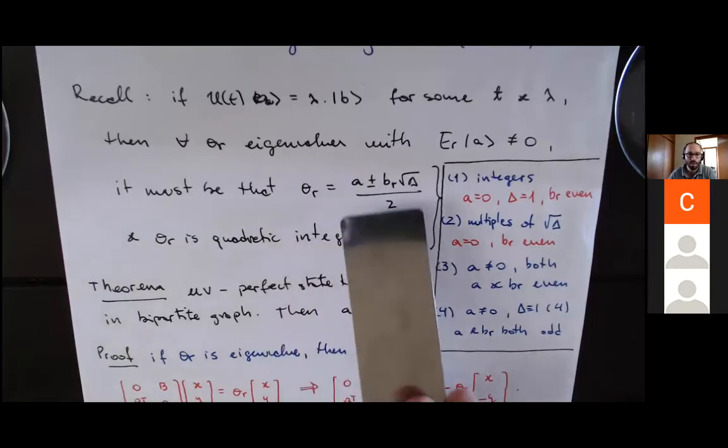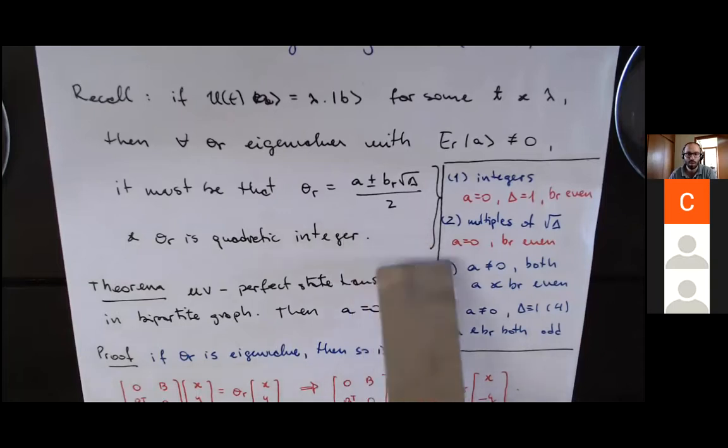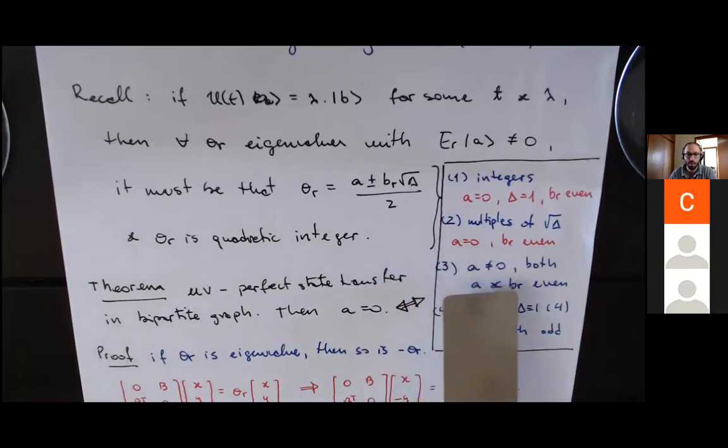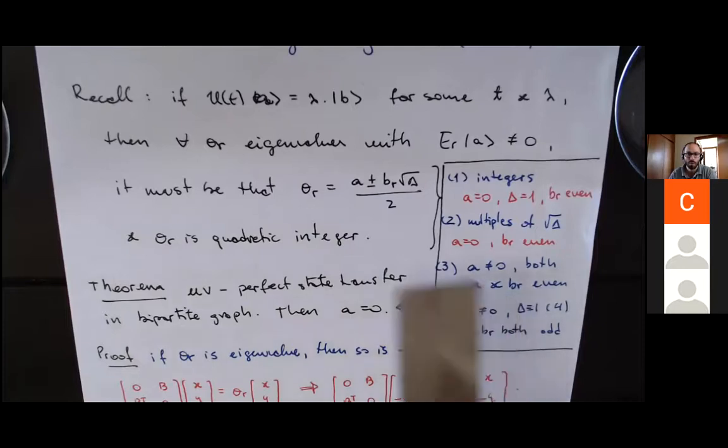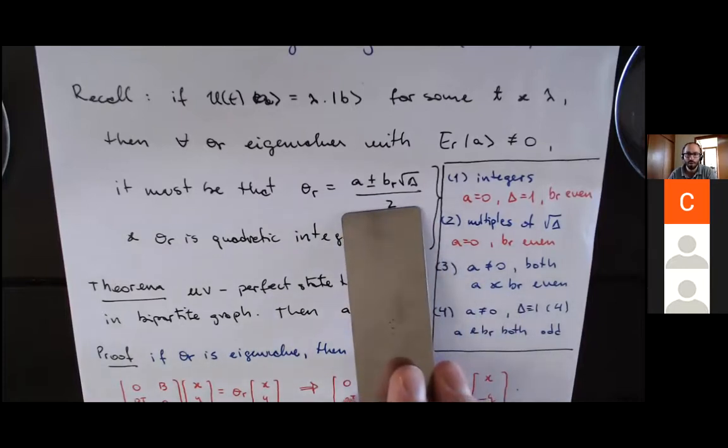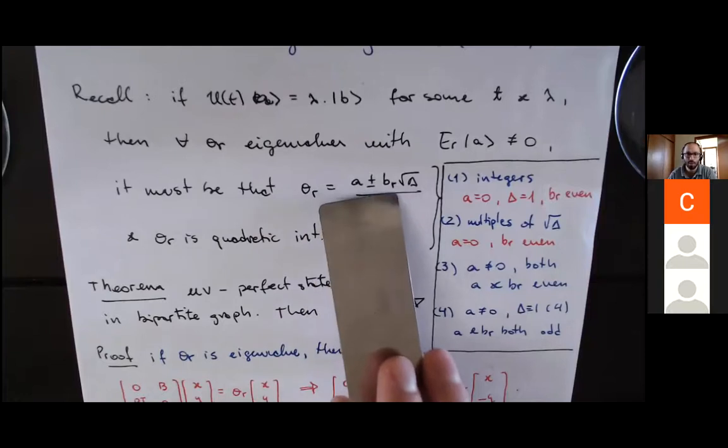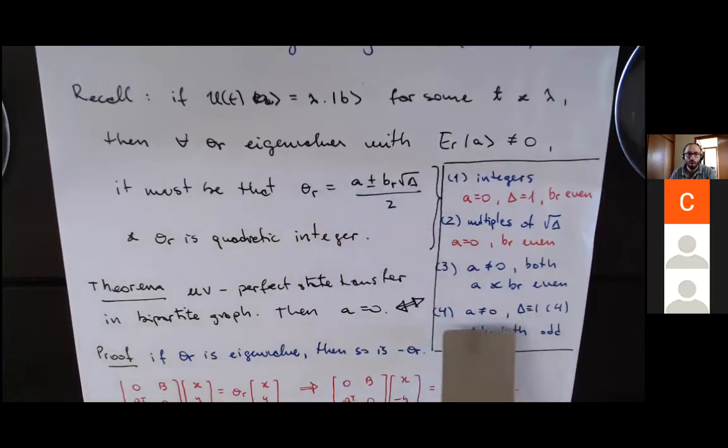Okay, or this is a multiple of square root of delta, in which case assume A is 0, the B R's are even, or you have now two options: either A is not 0 and both are even, in which case again, the over 2 here cancels and you have an integer plus an integer times square root of delta. Or A is not 0, both are odd, and in this case, delta must be congruent to 1 mod 4. So if delta is congruent to 2 or 3 mod 4, then we know that we must be in this case 3, cannot be case 4.